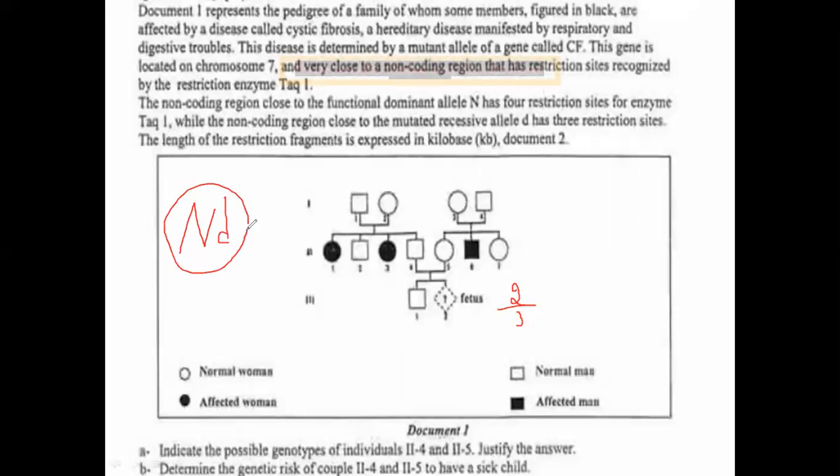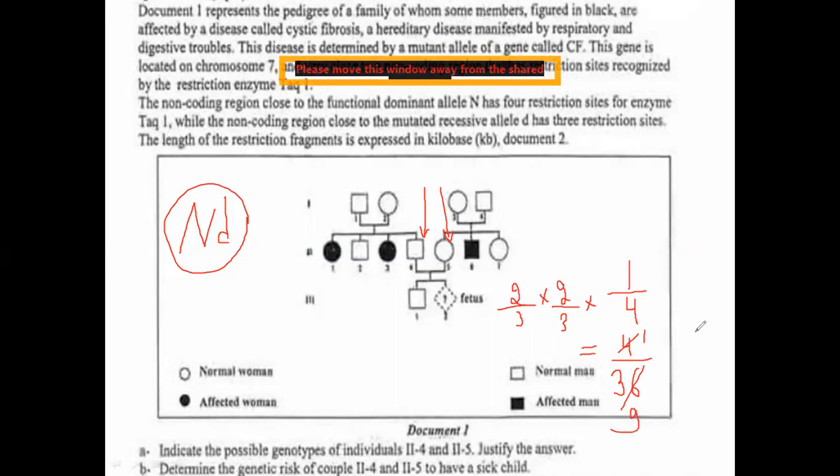We solved this and we discussed this before. So 2 over 3 for the man 2-4 to be heterozygous, and the probability for 2-5 to be heterozygous is also 2 over 3. And the probability to have an affected child is 1 over 4. So here the genetic risk: we cross it, 2 times 2 is 4, over 3 times 3 is 9, times 4, it's 36. Divided by 4 it's 1, and divided by 4 it's 9. So the genetic risk will be 1 over 9.